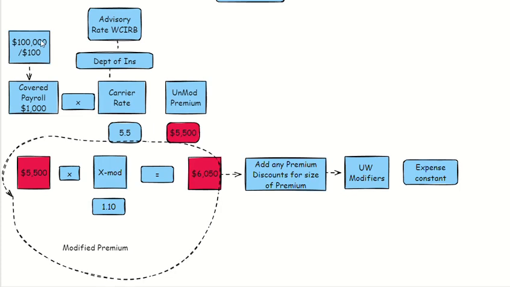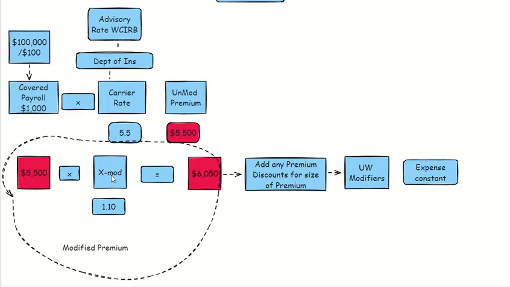Something called covered payroll is determined. So in this example, this small organization has $100,000 of payroll. You divide that by 100 and you get something called covered payroll. And in this case, it's $1,000. You multiply 1,000 by the carrier rate, in this case, 5.5 for that particular group of employees, that class code, and you get something called unmodified premium. And in this example, it's $5,500.